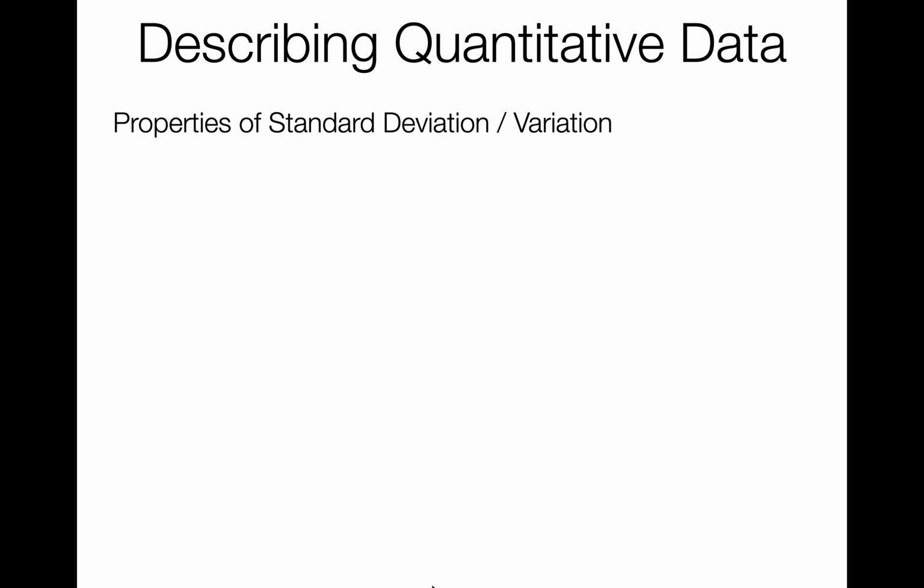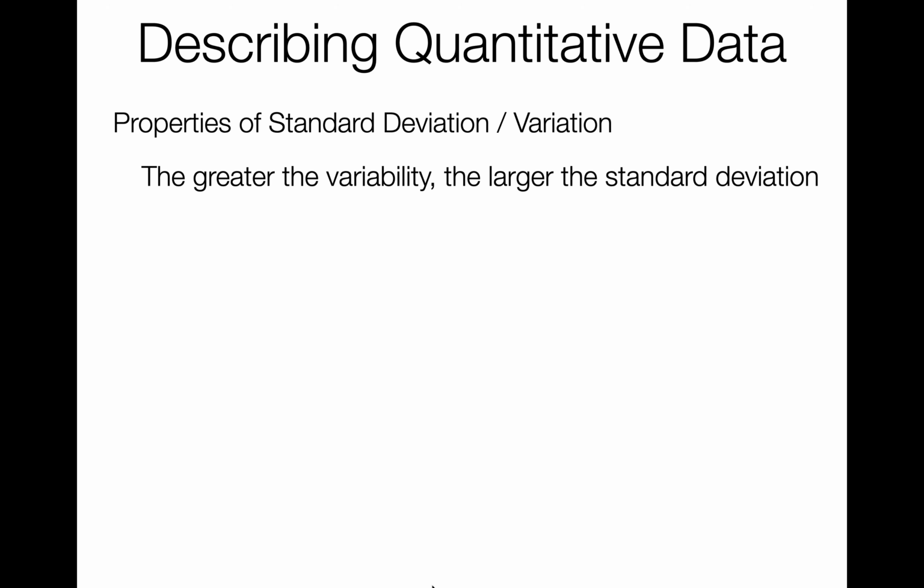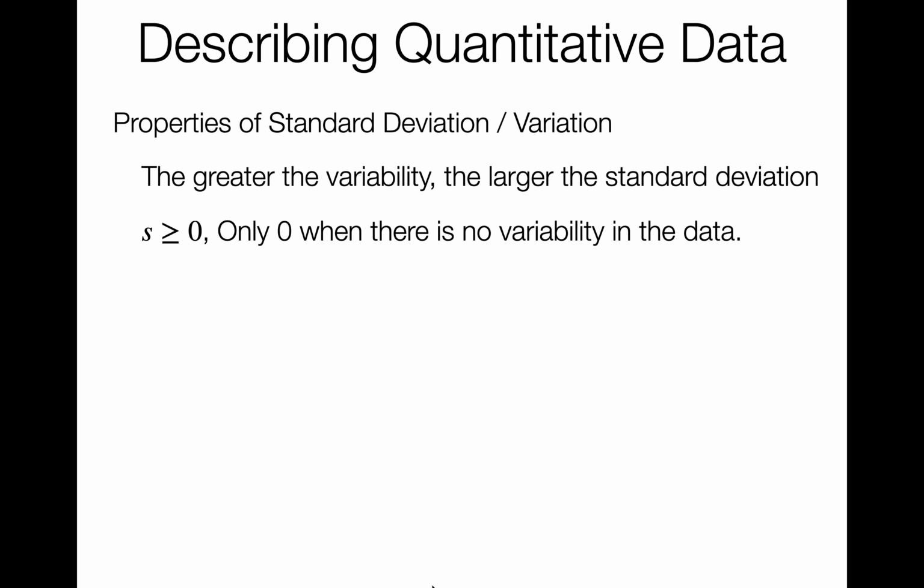So here are some quick properties of standard deviation and variance. The greater the variability, the larger the standard deviation. The standard deviation has to be a positive number. Technically, it can be non-negative. It can be 0, but only when all of the points in the data are the exact same number.